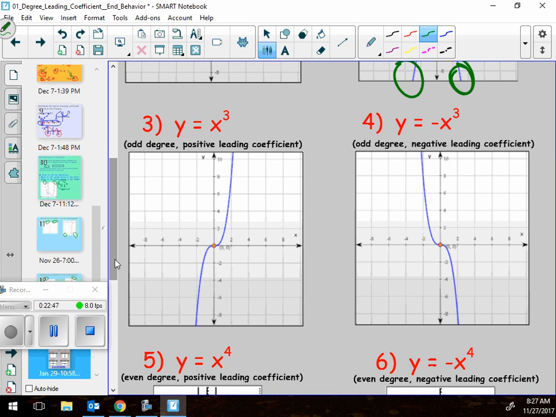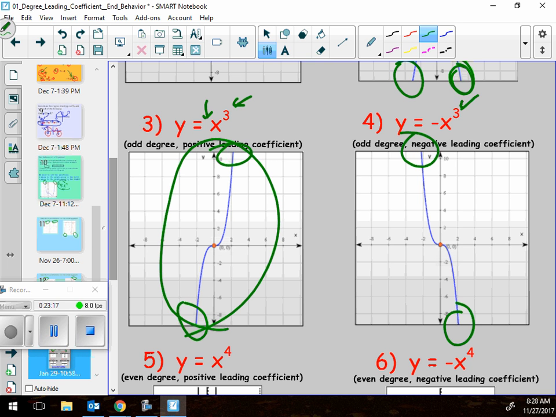X to the third. You know this is what it looks like. I hope you have that memorized by now. The snake. Okay. Why is it going up on the right? Because it's positive in front. Why is one end down and the other end's up? Because it's odd. Is one end down and one end up on this one? Yeah, because it's odd. Why is it going down on the right side? Because of the negative.